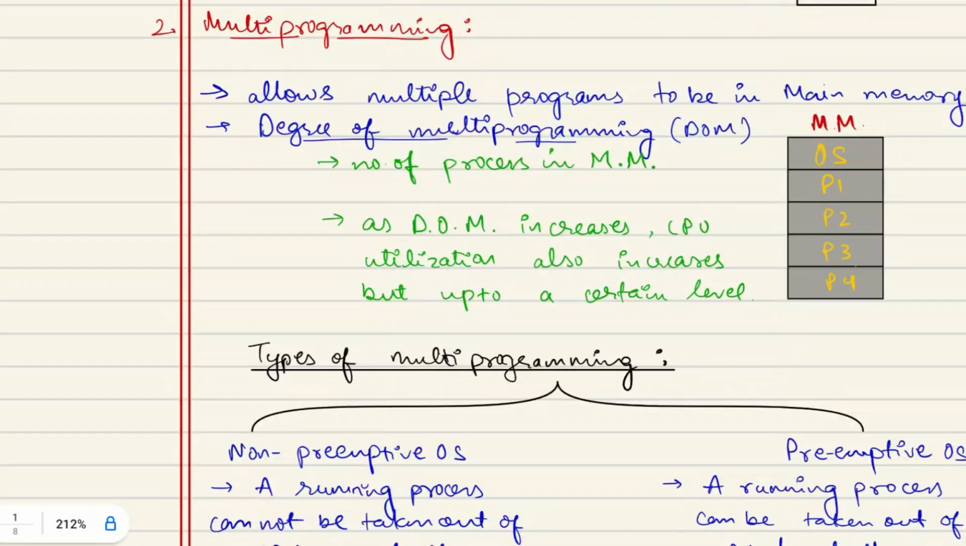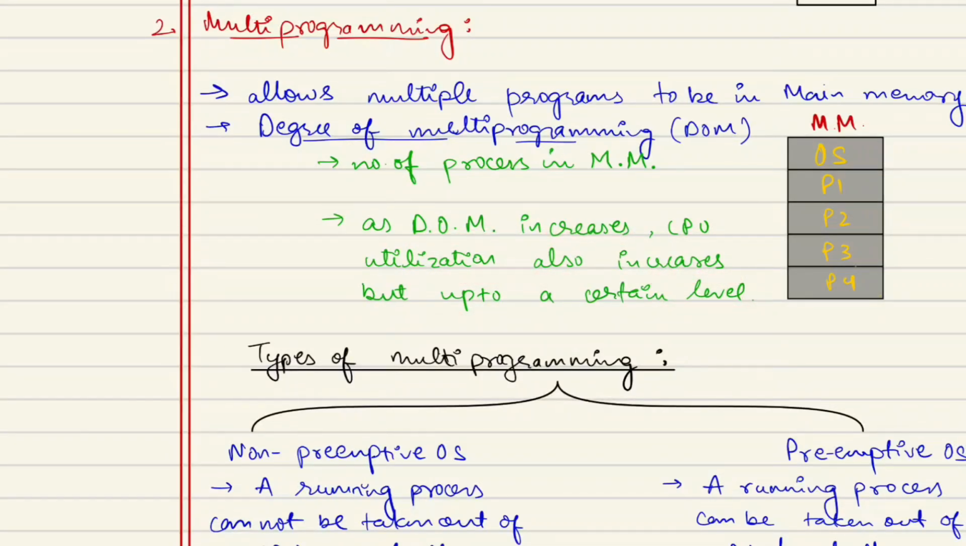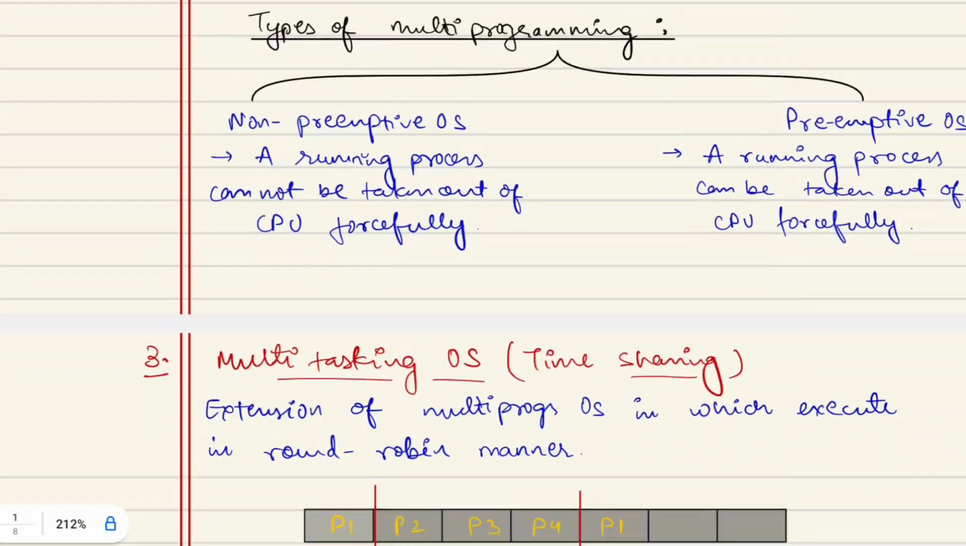Multi-programming. It allows multiple programs to be in main memory, and we have the degree of multi-programming, which is called DOM. So the number of processes in main memory is the degree of multi-programming. As DOM increases, CPU utilization also increases, but up to a certain level. It cannot surpass a certain level, okay. As more processes are in memory, CPU utilization will increase. If fewer processes are there, then CPU utilization will be less, but it can work up to a certain level.